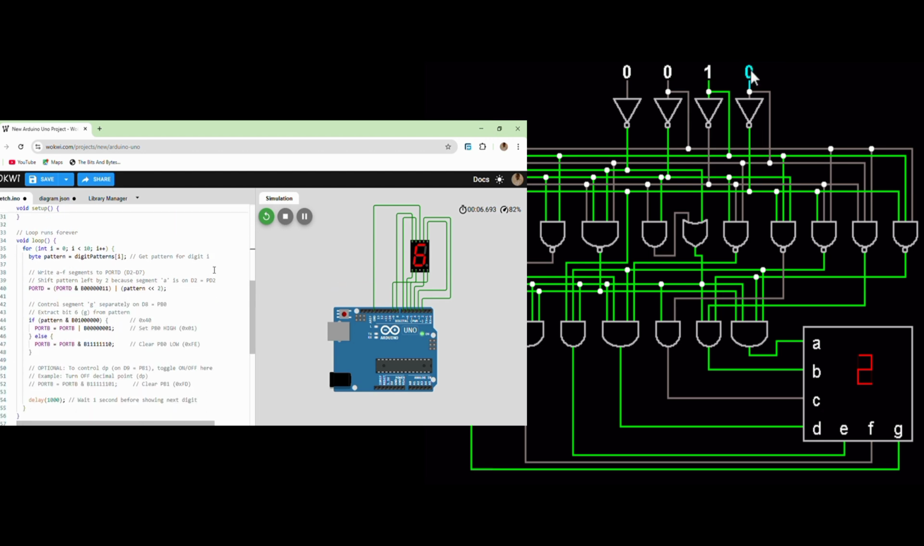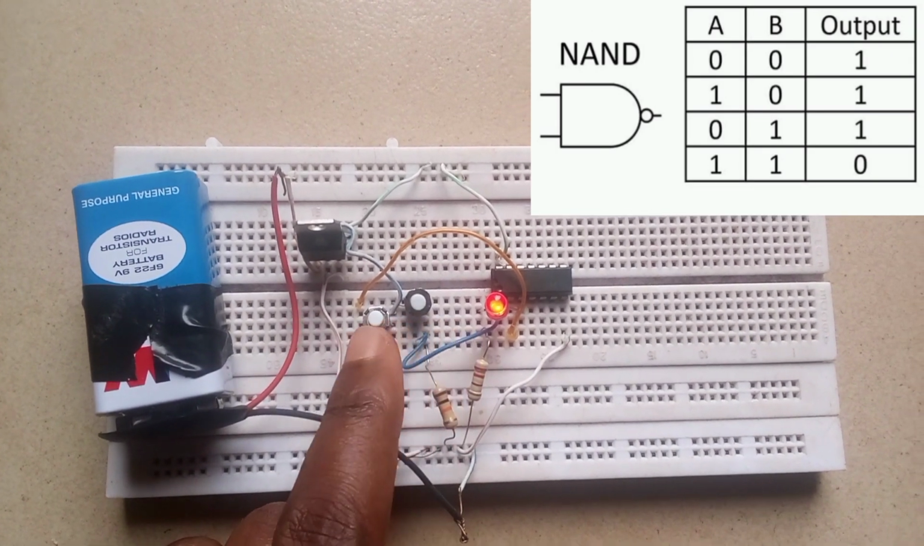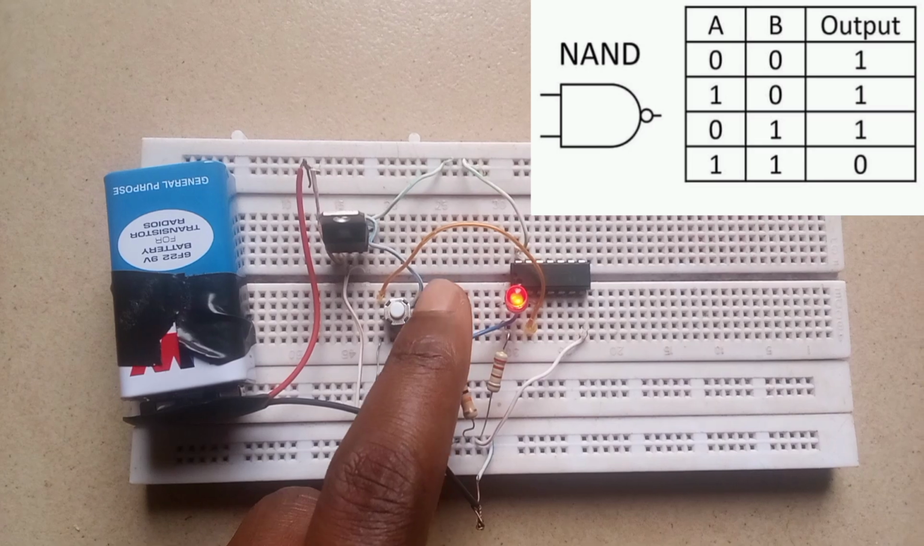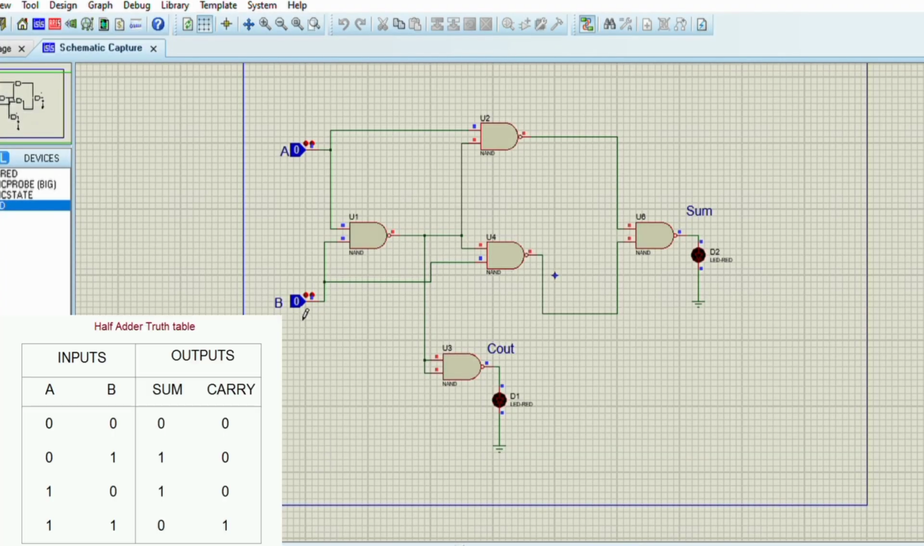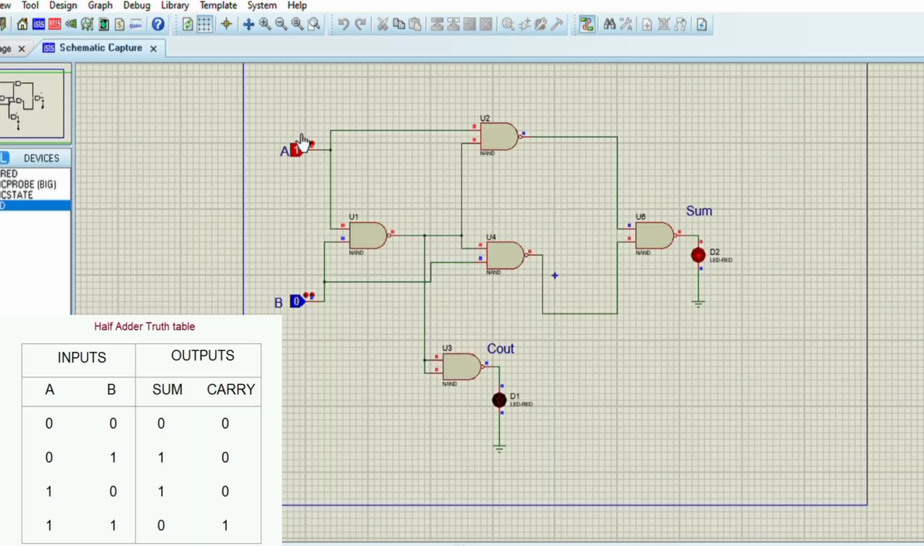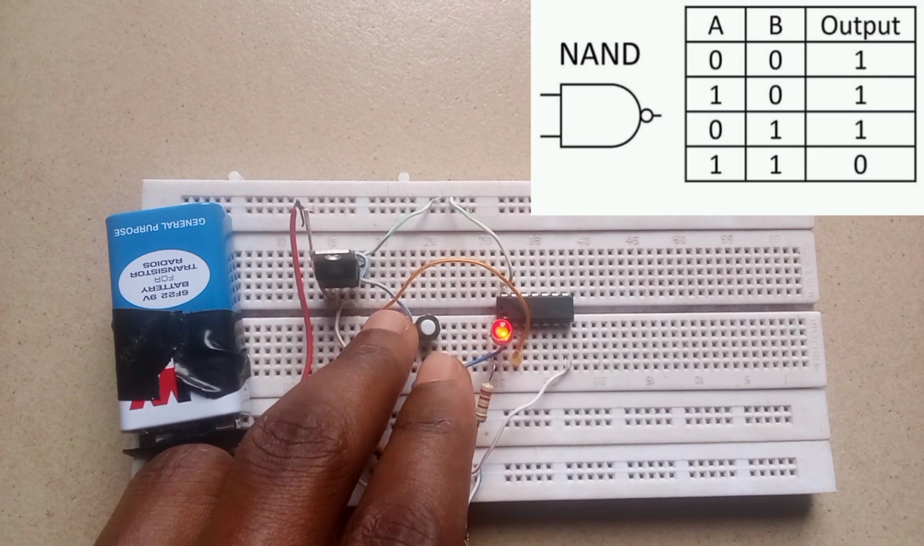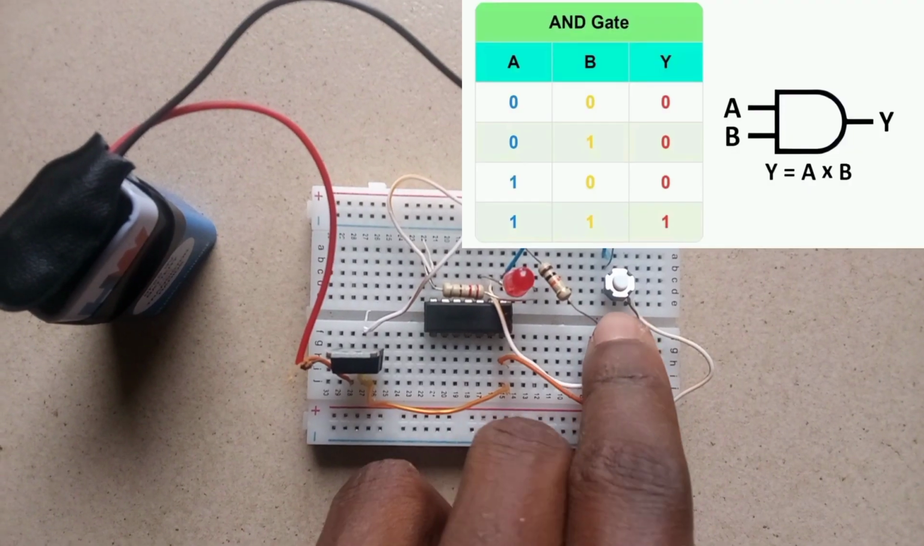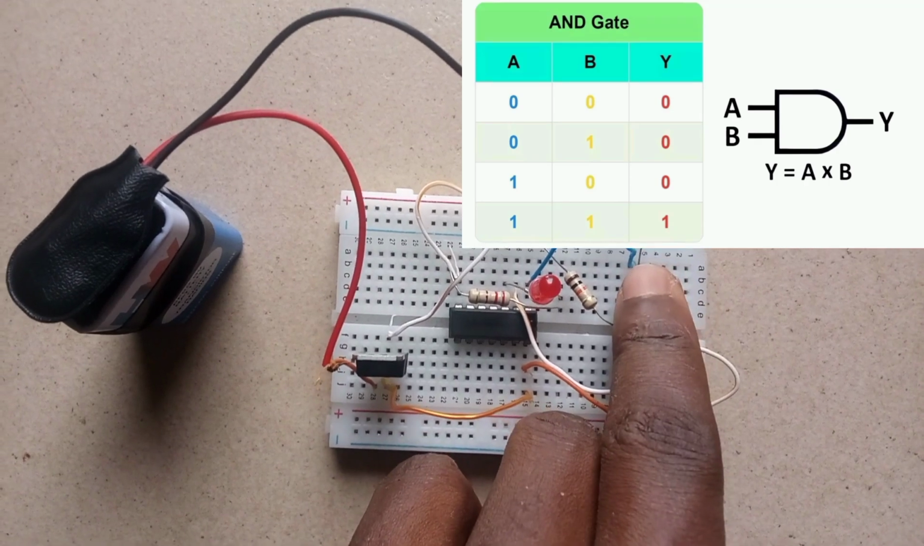So in this video, we are going back to the foundation and building logic from scratch using simple components you can actually see on a breadboard. If you understand digital logic, embedded systems will not feel like magic to you again. You will begin to see why a pin goes up, or why a gate changes state, or how a tiny signal can control a much larger circuit.